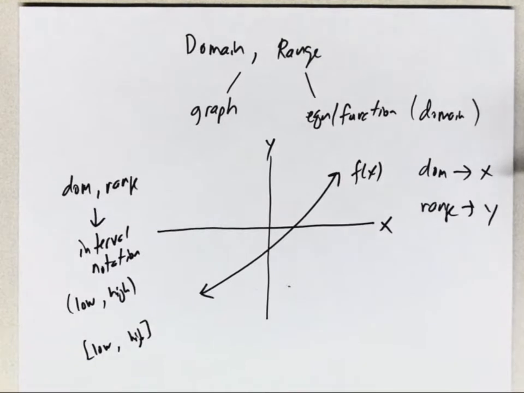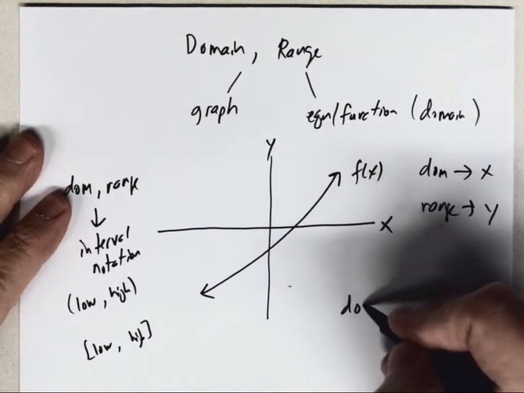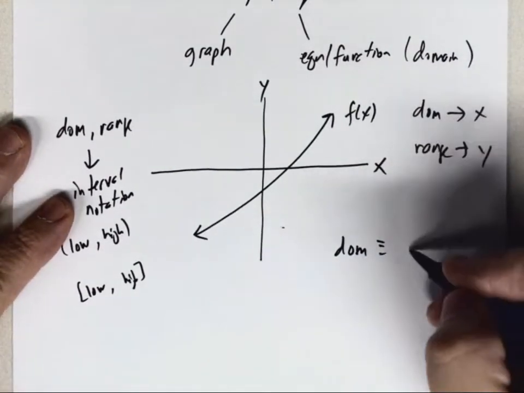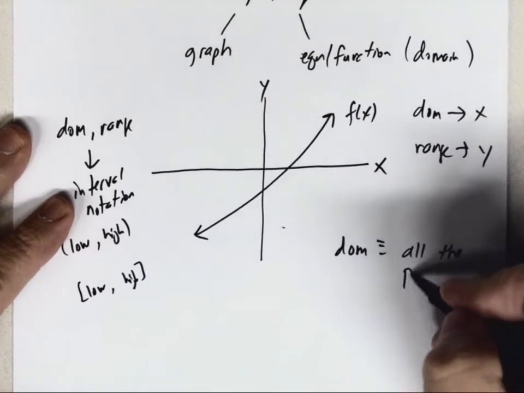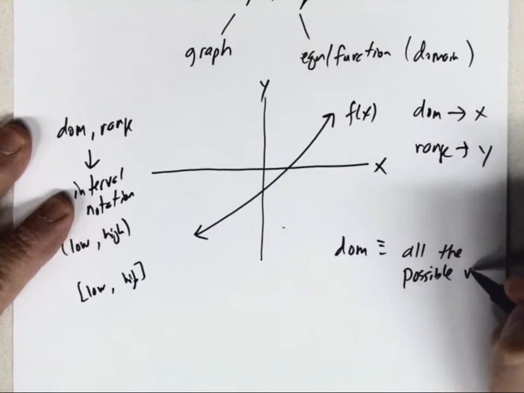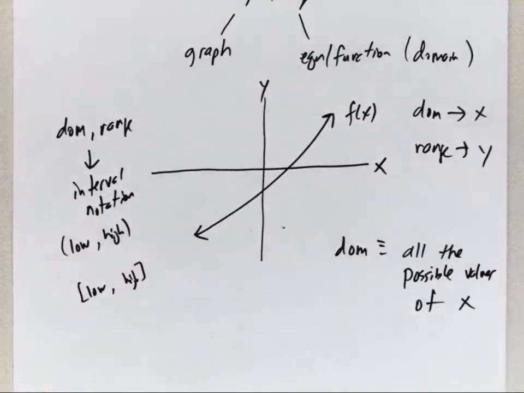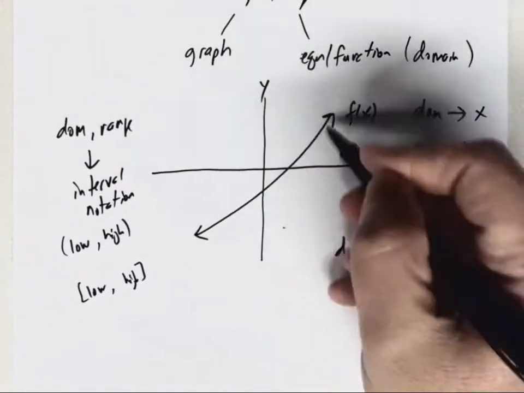Now here is my definition of domain. This may not make sense at first. Since domain has to do with X, the domain is the list or the interval, however you express it, of all the possible values of X. What numbers can X be for my function, for my graph, for my equation? So let's think about that with our first example.